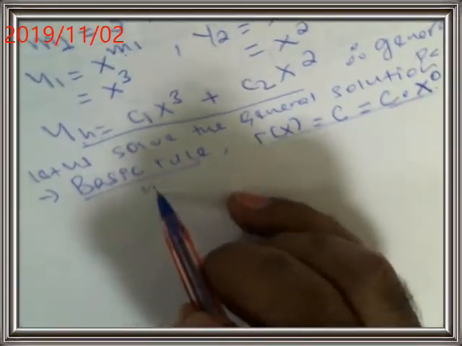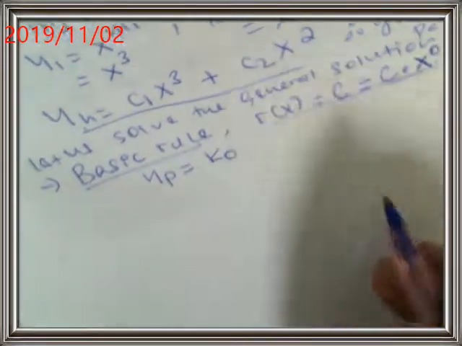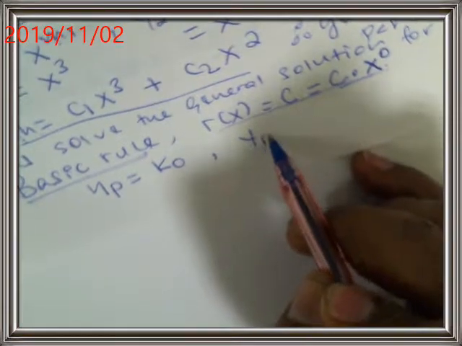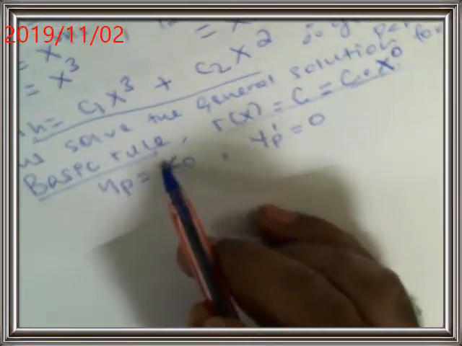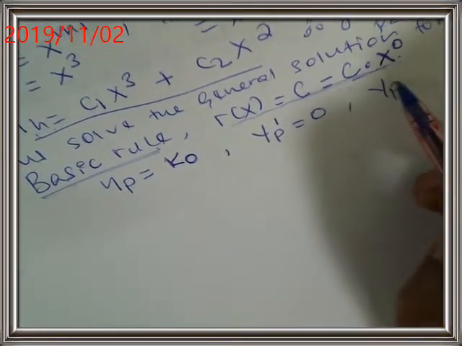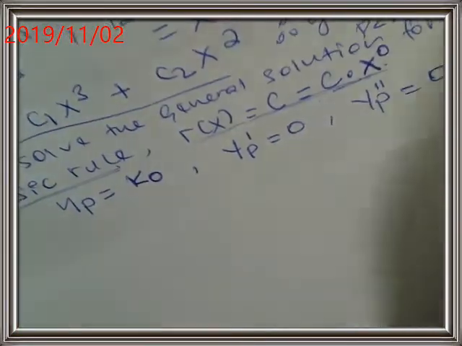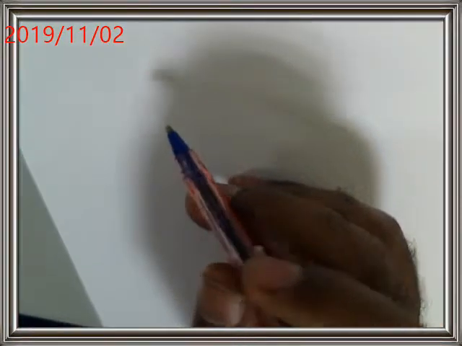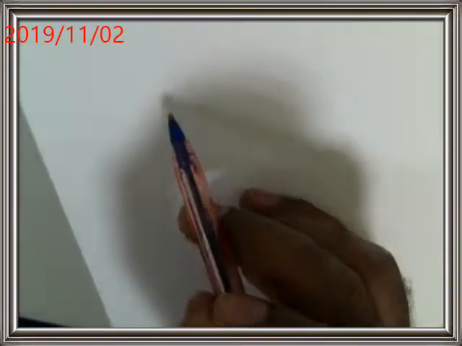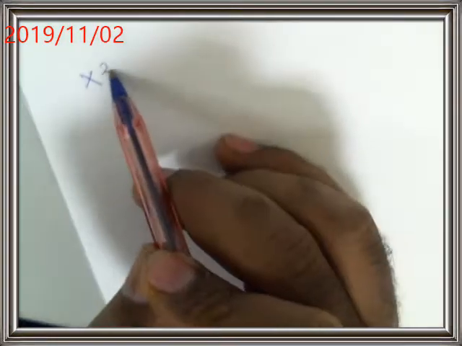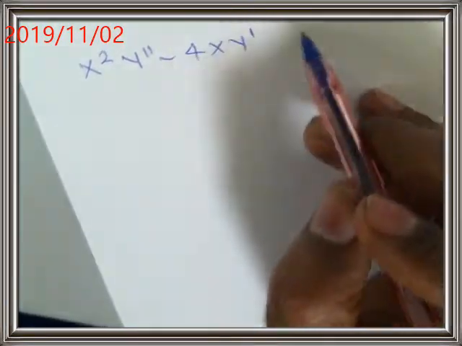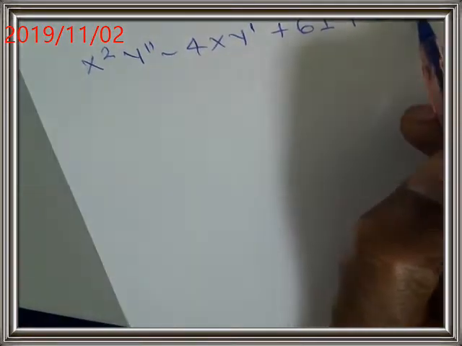If we apply the basic rule, y particular becomes k naught, because it is constant. As you can see, it is constant. So let us take the first derivative of y particular. It becomes 0, right? Because it is constant, k naught. So let's take the second derivative. It becomes 0 again. So let us back substitute this into the original equation. Our original equation is, let me write it again, x squared second derivative minus 4x first derivative plus 6y equal to C.